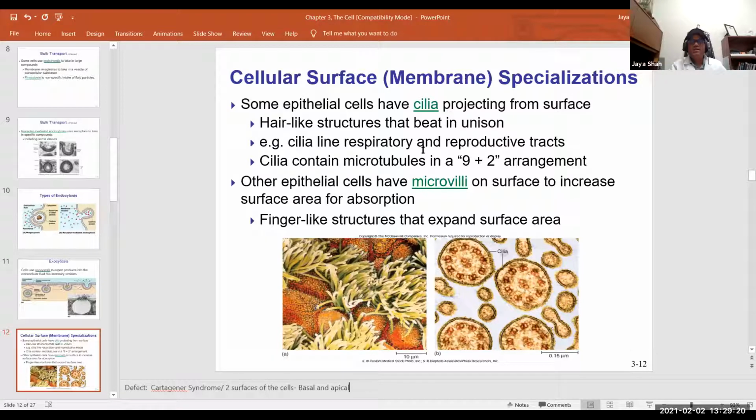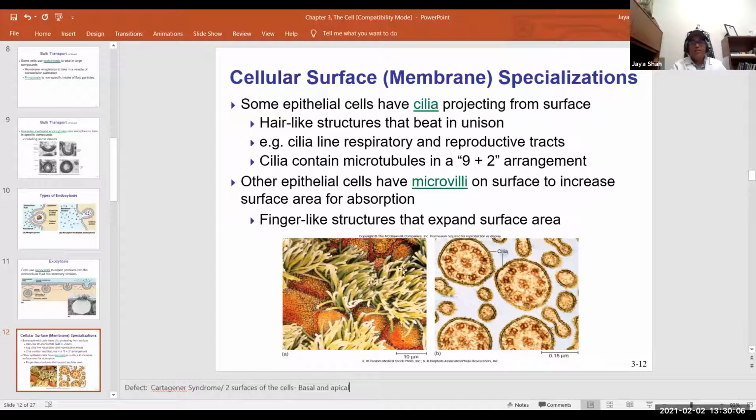For example, cilia line respiratory and reproductive tracts. So in the respiratory tract, like in your trachea, it sweeps the mucus and brings it to your throat in the pharynx. Either you swallow it, usually you swallow, it gets into your stomach, and sometimes you spit it out, okay? In the reproductive tract, particularly the uterine tube, there is cilia. What does that cilia do? Carry the egg from your ovary and move with the beat towards your uterus for implantation, okay?